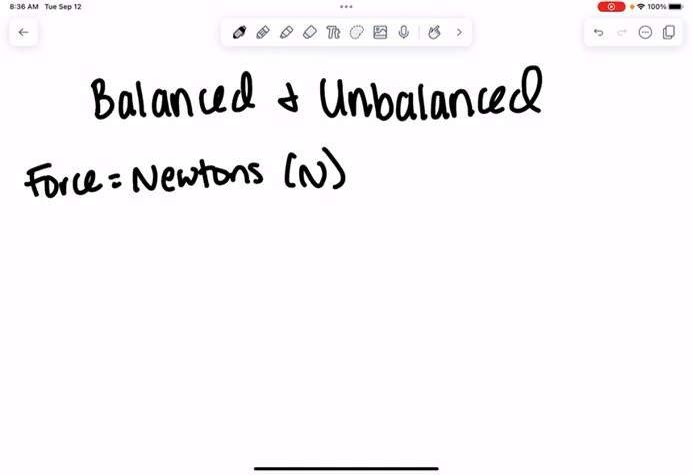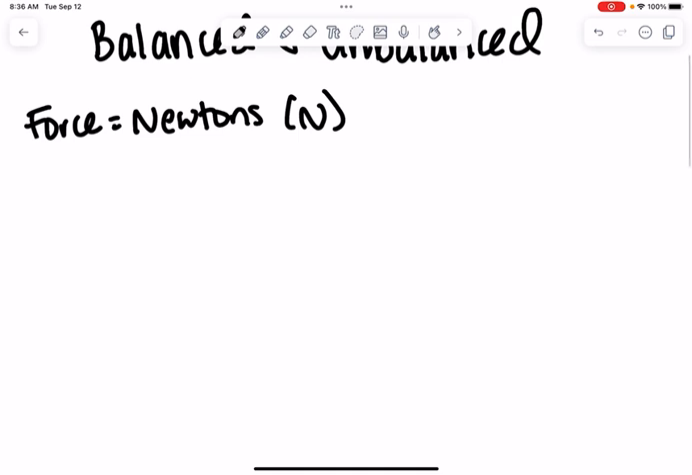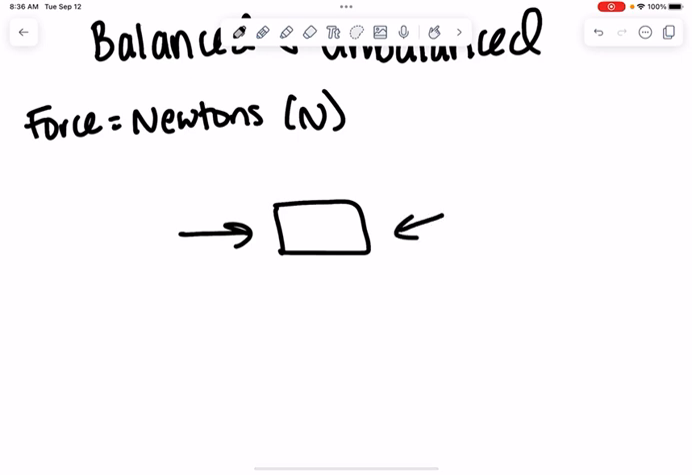So let's say, for example, I have a block on the floor and someone is pushing the block this way and someone is pushing the block this way. How exactly do we figure out what direction the block is going to move and with how much force? Let's say that someone is pushing the block to the right with 5 newtons of force and the other person is pushing to the left with 5 newtons of force.